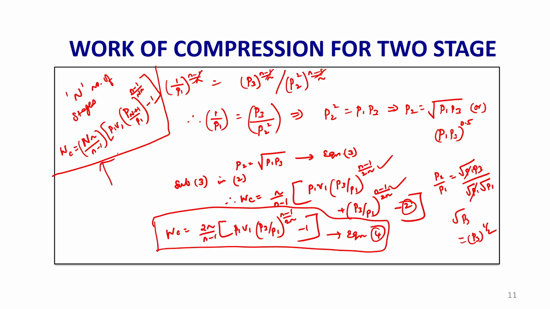Here if you substitute, suppose there are 3 stages, capital N equal to 3. Small n, for a polytropic process, is 1.3 or 1.35, sometimes the standard value we take is 1.3; gamma is 1.4, n is 1.3. So capital N refers to the number of stages. If the number of stages is 3, there will be 4 pressures. If the number of stages is 5, there will be 6 pressures. If the number of stages is 2, there will be 3 pressures, P1, P2, P3. Accordingly the equation will change according to the number of stages.